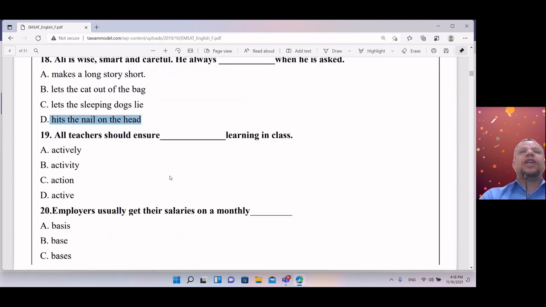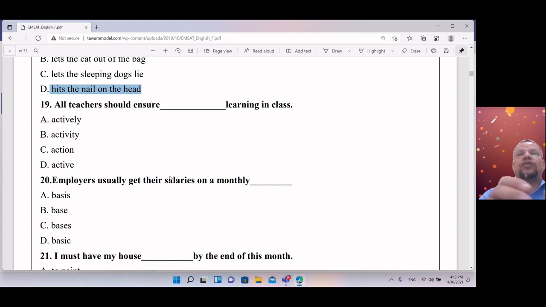Okay. Nineteen, all teachers should be sure of learning in class, should activate learning in class. Which one is active learning? Because I want to describe, and this is an adjective, describe the learning as a noun, because learning now is active. All teachers should ensure active learning inside the class.